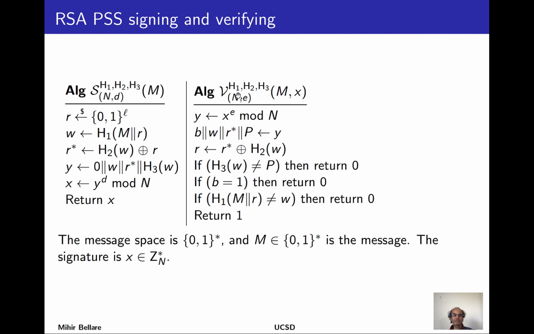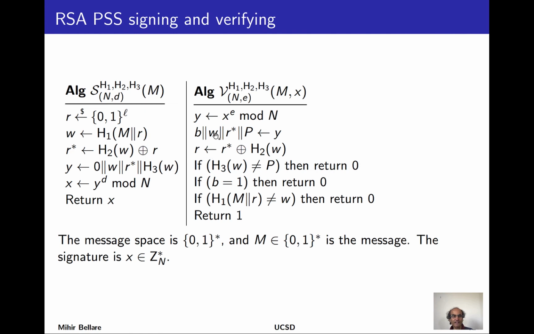Okay, how do you verify with access to your 3 functions and the verification key? You have your message and candidate signature. First, recover Y by raising X to the eth power mod n. This is where all the security comes from. This is where RSA is used. Now parse your Y so that it looks like this over here.